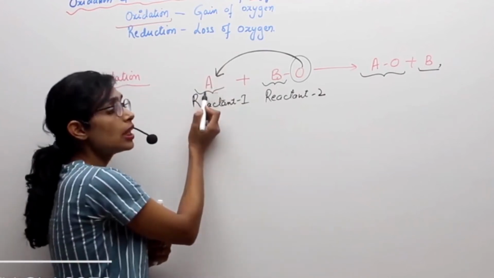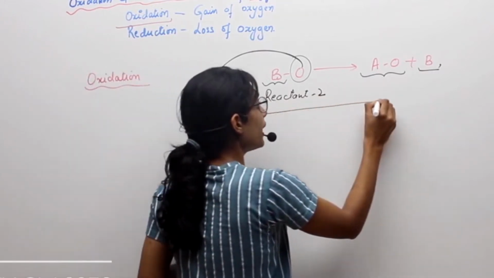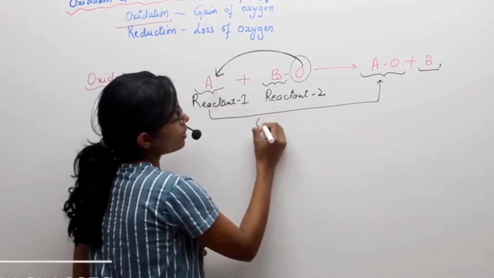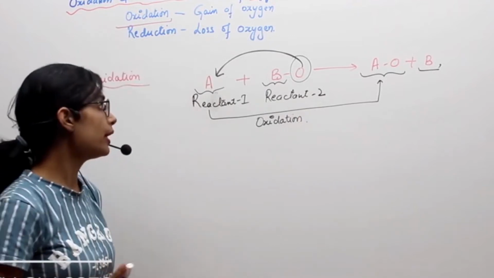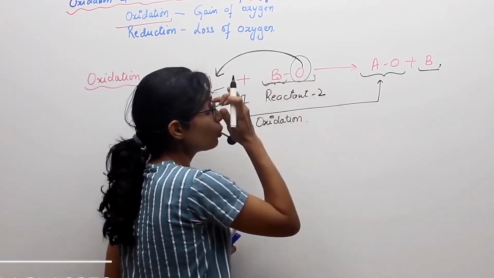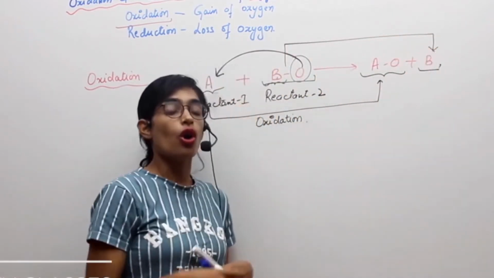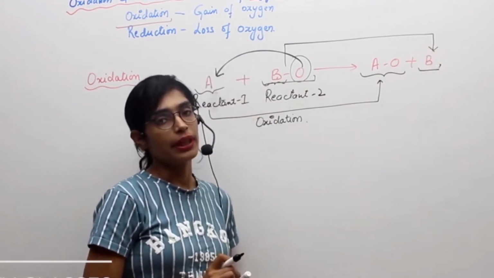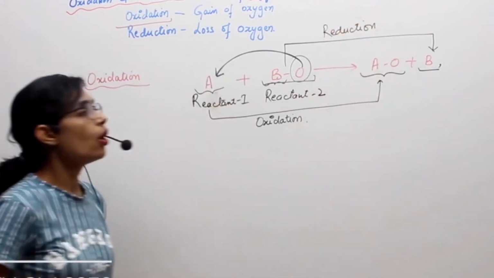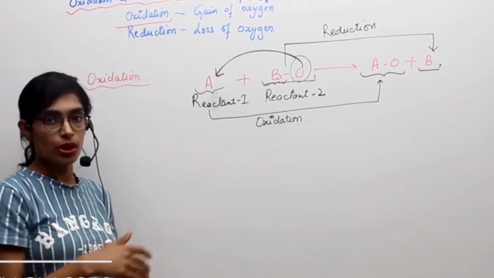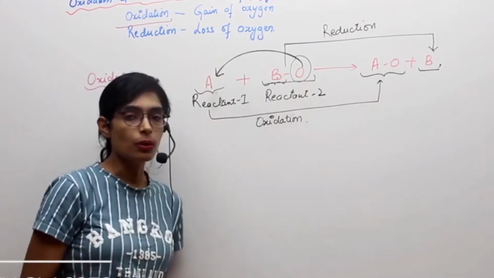It didn't have oxygen in the reactant state, but in the product state, it got oxygen, right? So this conversion of A to AO is called oxidation. Basically, it got oxidized, it got oxygen in it. Whereas the conversion of BO to B, BO gave away its oxygen, or loss of oxygen happened in BO and it became B. This is called reduction. This is one way of expressing oxidation and reduction, and in this reaction both are happening. Oxidation is happening as well as reduction.